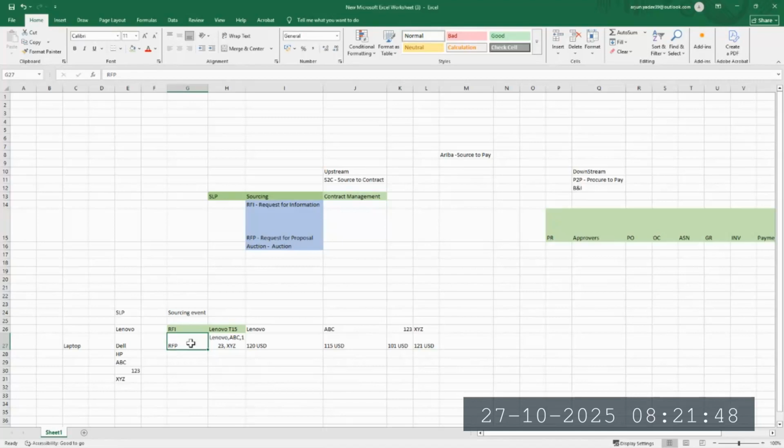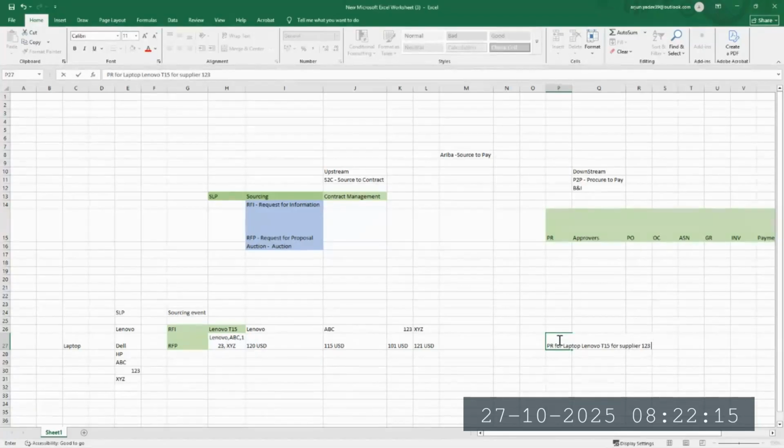As a buyer, we get to know what is required through the RFI, and we also get to know who is the best supplier who can provide it to us at the best price. So if it is a one-time purchase, I will be raising a PR for Lenovo T15 for supplier 123 for 10 quantities.